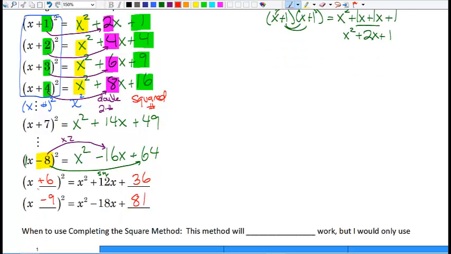All right, did you get (x + 6)² = x² + 12x + 36? And for the second one, (x − 9)² = x² − 18x + 81. How did you get those?